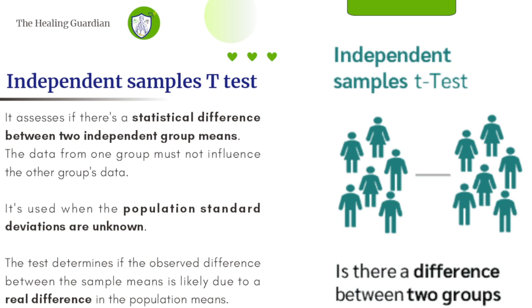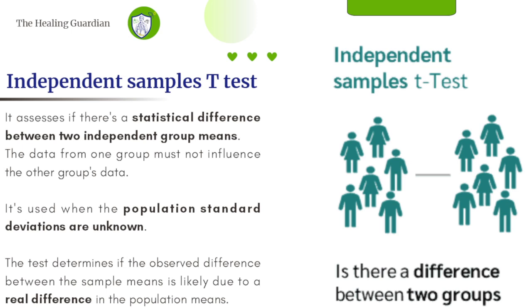In independent samples, we are assessing if there is a statistical difference between two independent groups. The data from one group must not influence the other group's data. So, for example, if you are looking at two drugs given to various patients, you ask, is the average recovery time different for patients who received drug A compared to those who received drug B? The groups are different and they are independent. What is happening in one group does not affect what happens in another group.